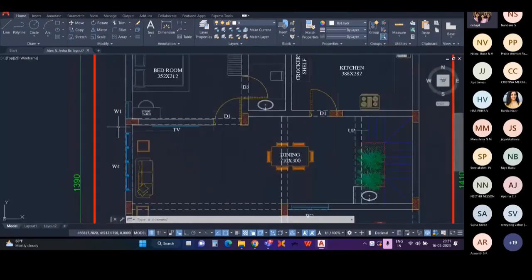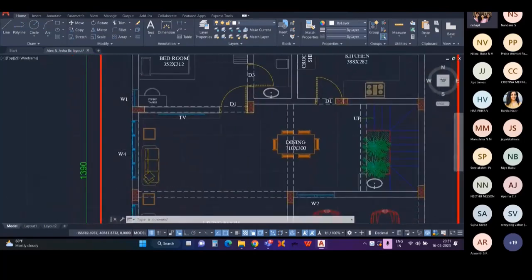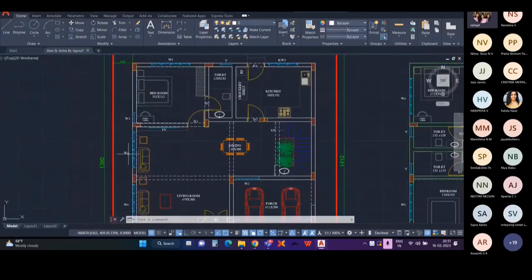Here I have said that starting a column through the window is not possible. I needed a column here, but there was a window there, so I cannot provide a column there because of the window. So I can ask the architect to shift the position of the window and get confirmation. If he approves, I can start a column here.